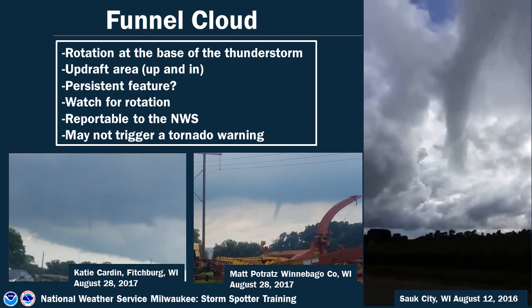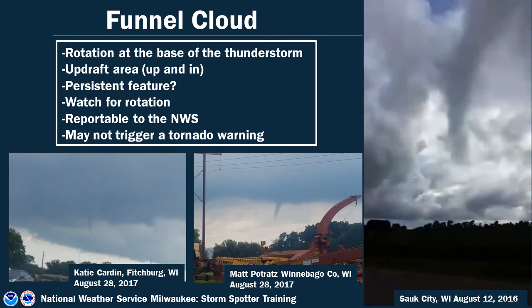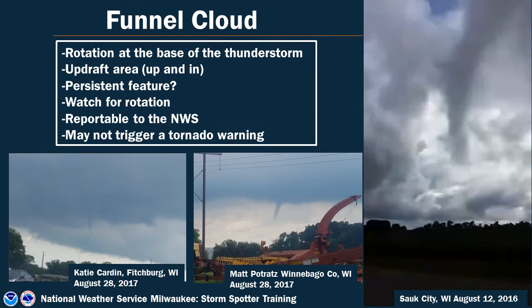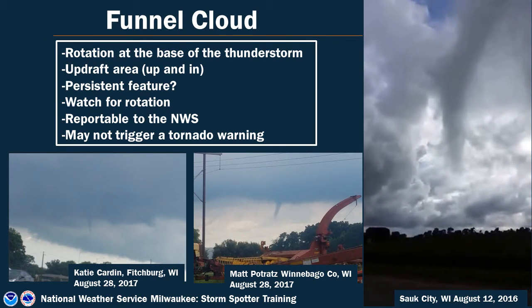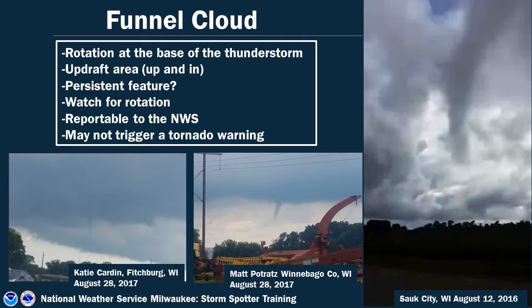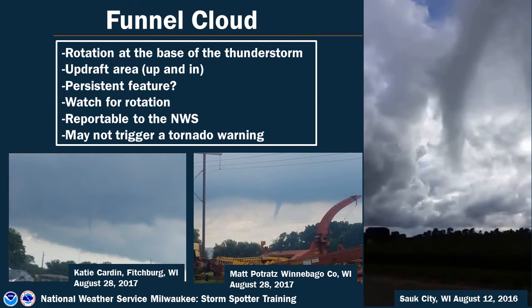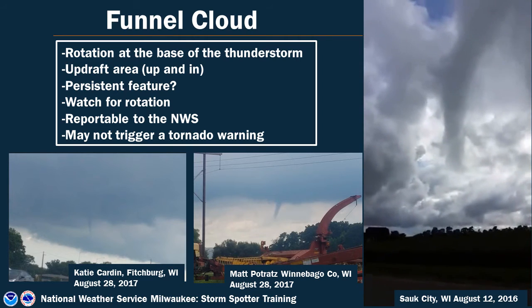The next step beyond a wall cloud is a funnel cloud. This is rotation at the base of the thunderstorm, still in the updraft area, so air is still being sucked in and up into the storm. You're looking for similar things here as you are with wall clouds. Is this a persistent feature? Is it actually rotating, or is it just something extending down from the cloud that's just sort of moving? Obviously, funnel clouds are reportable to the National Weather Service, and it may or may not trigger a tornado warning.